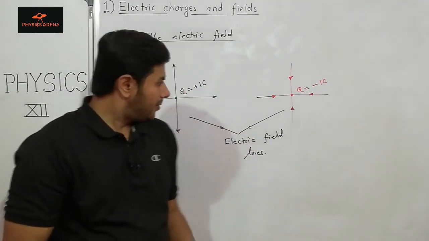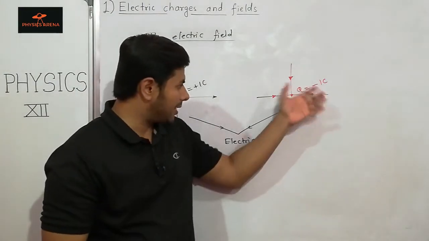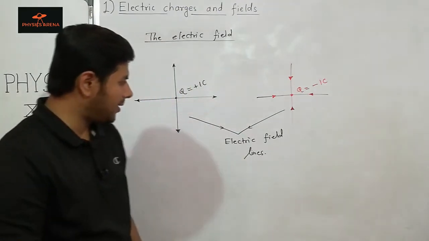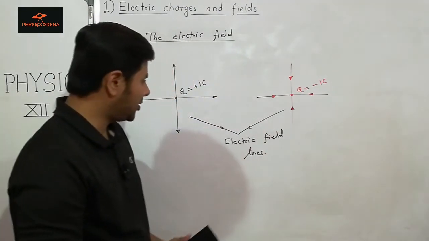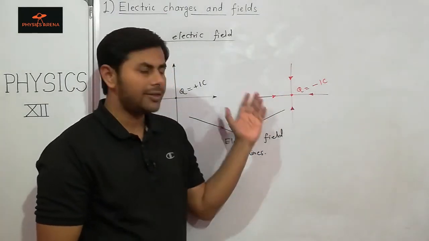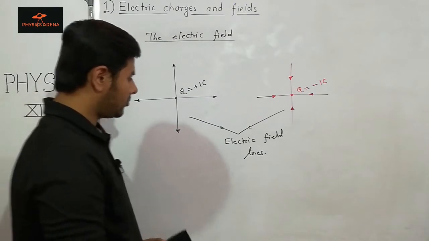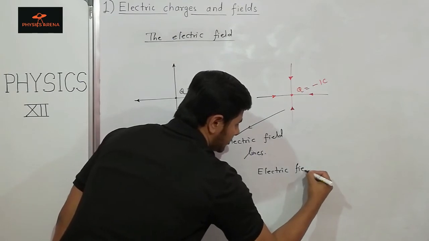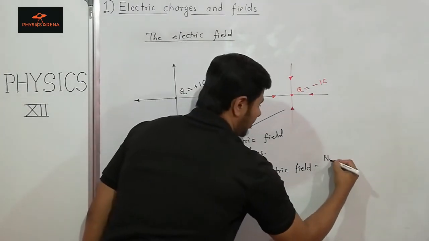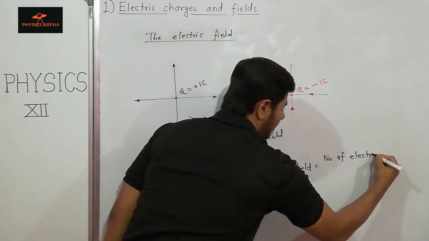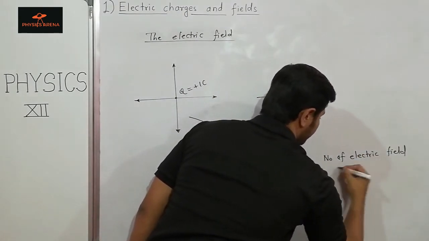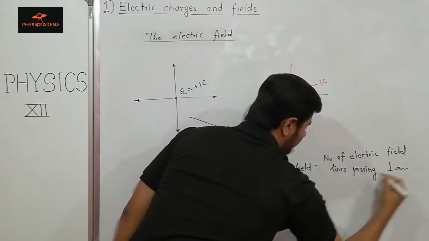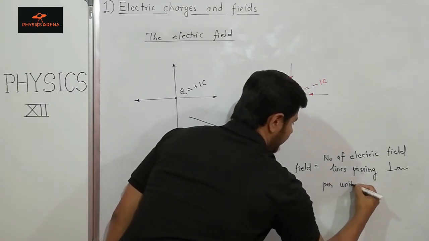Now direction is okay, but have we lost information about magnitude of electric field? So the answer is no, but we have to define electric field carefully in order to have information about magnitude contained in these electric field lines. So we define electric field like this. Electric field is defined as number of electric field lines passing normally or perpendicular per unit area.